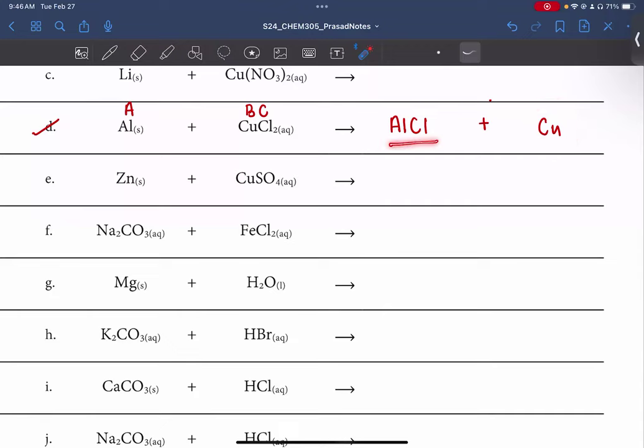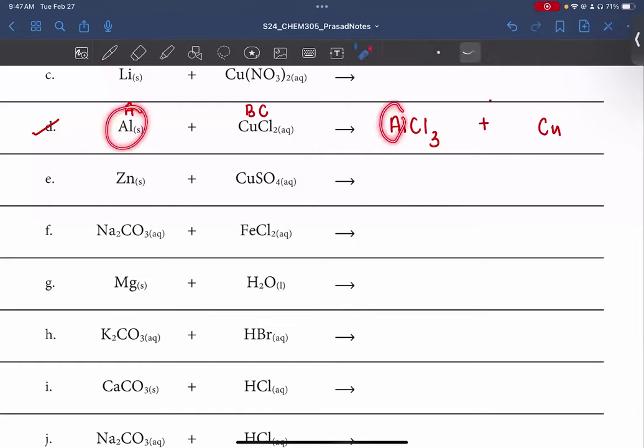We know that aluminum is usually 3+. We know that chlorine is -1. Using the crisscross method, we end up with AlCl3. Products have been predicted. Let's balance it.